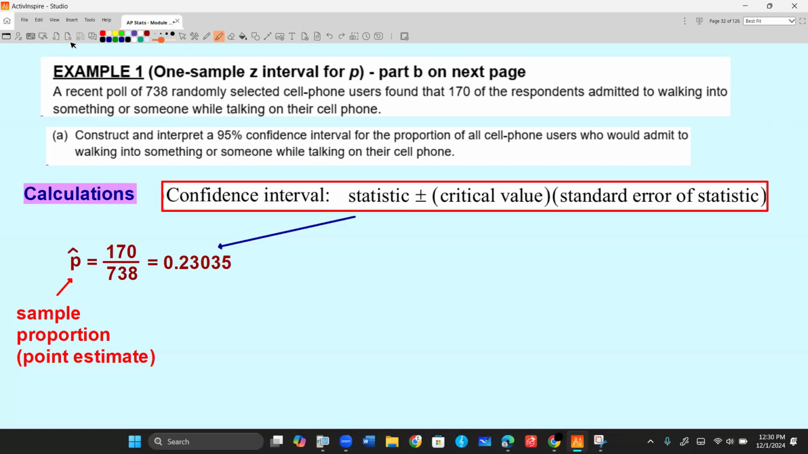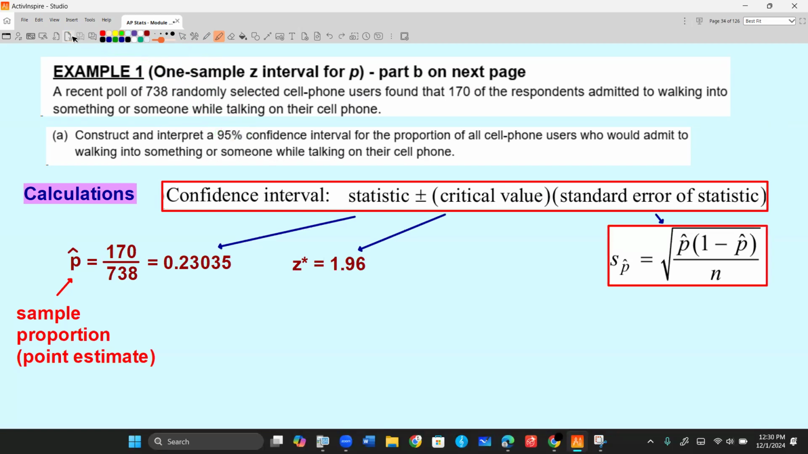Next thing is our critical value, and that has to do with your confidence level. And remember, in our previous lesson, we showed you how to get the critical value there. So if you're not sure, follow the previous lesson or the videos posted, and you'll see how to get that: 1.96.